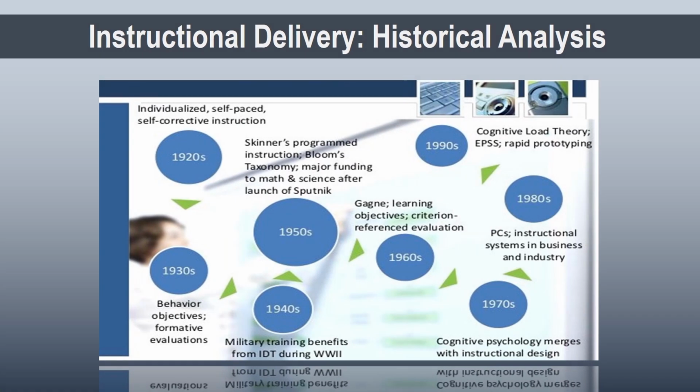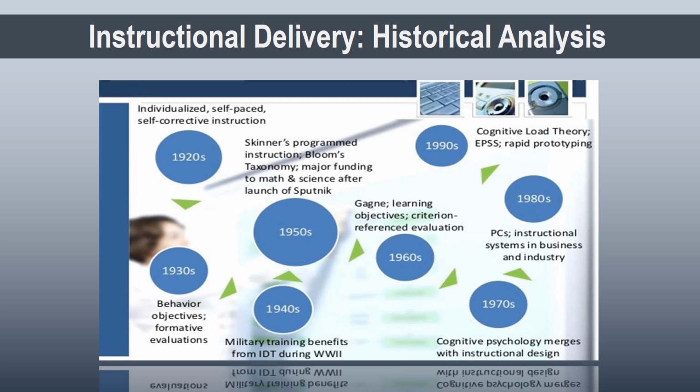If you see the historical analysis of instructional delivery, how it was improved over the period of time: in the 1920s, the modes of delivery were individual, self-paced and self-correcting instructions. In the 1930s, they included behavior objectives and formative evaluations. In the 1940s, military training benefits from instructional design technology during World War II were included.